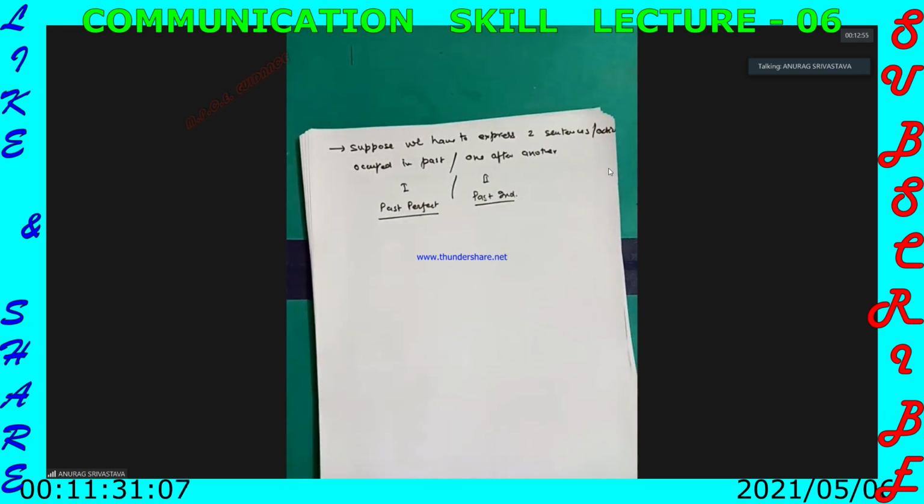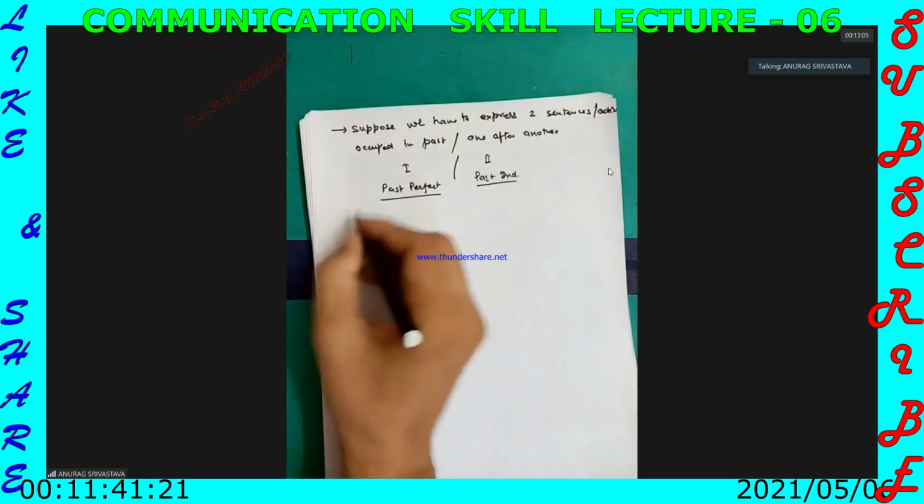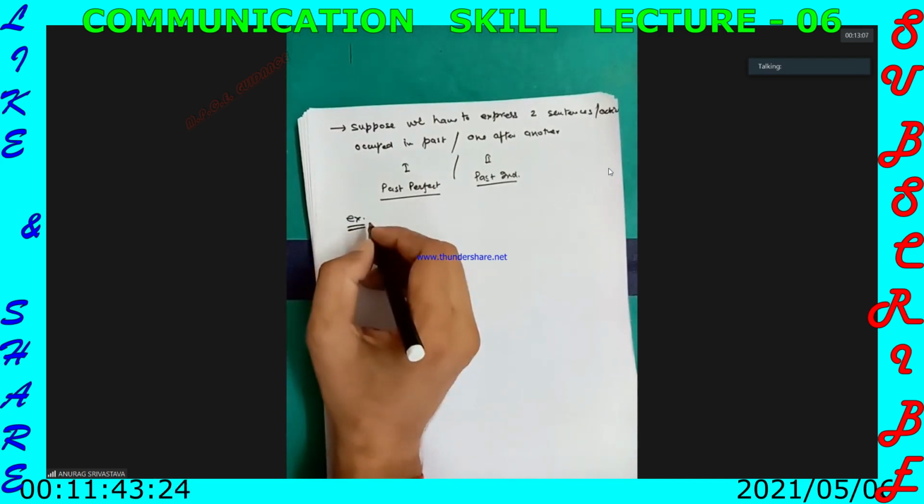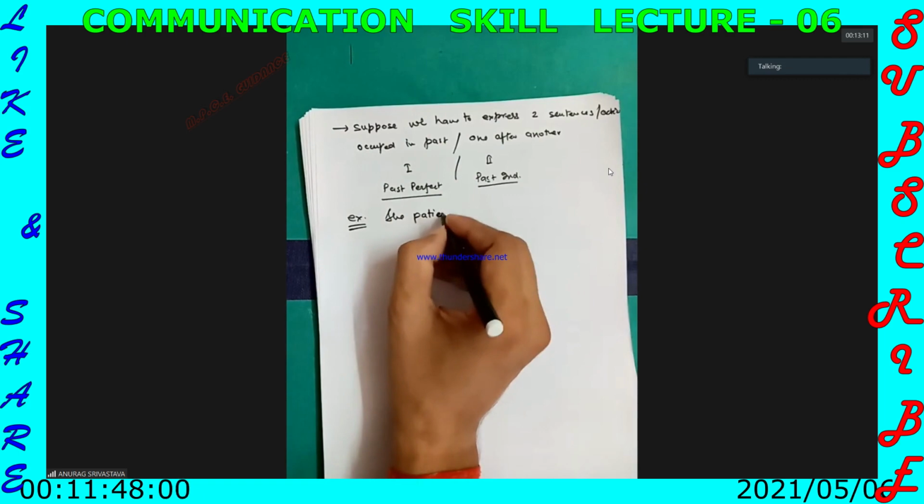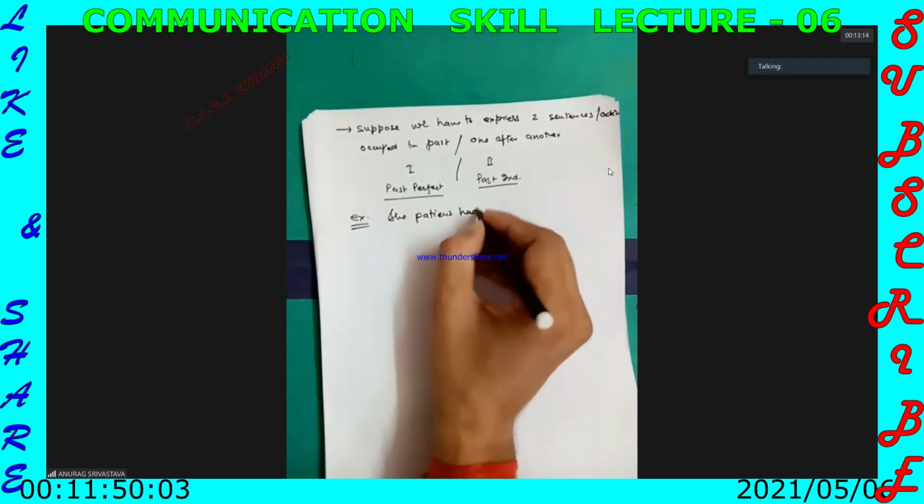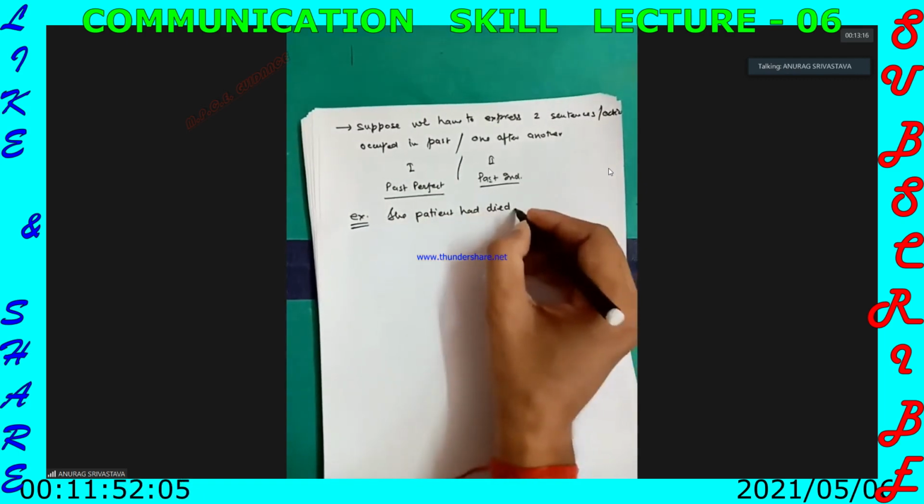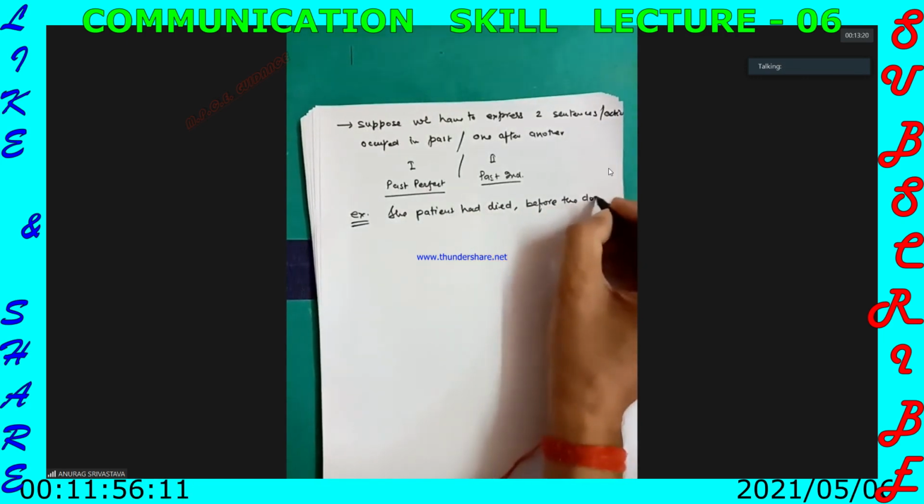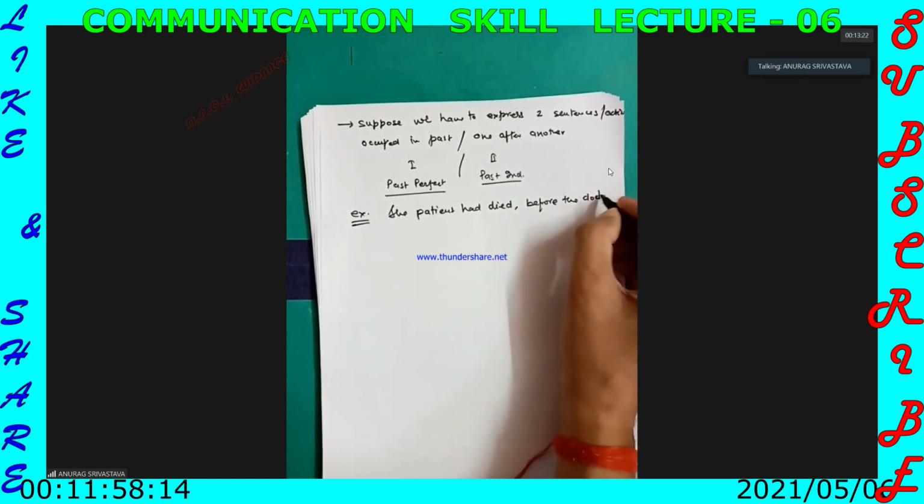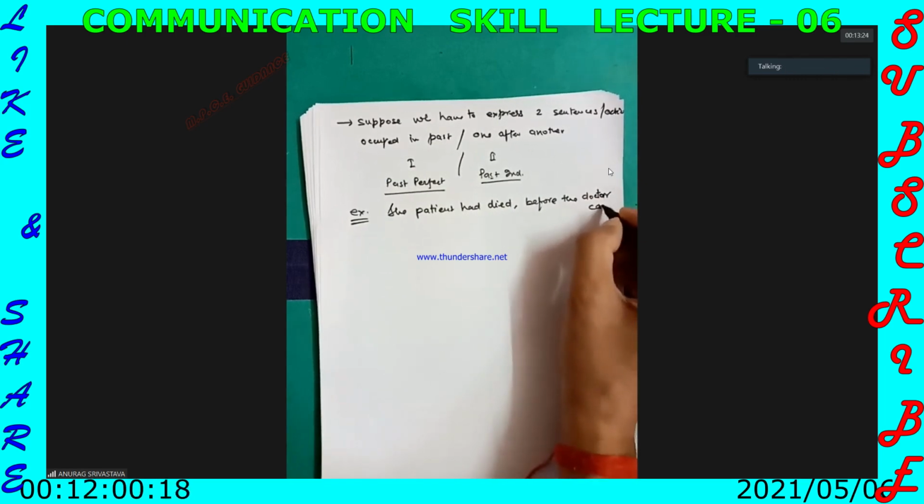The train had left before the passenger arrived. The patient had died before the doctor came. This type of sentence will be written in past perfect tense. Let's take an example. The example is: the patient had died before the doctor came.